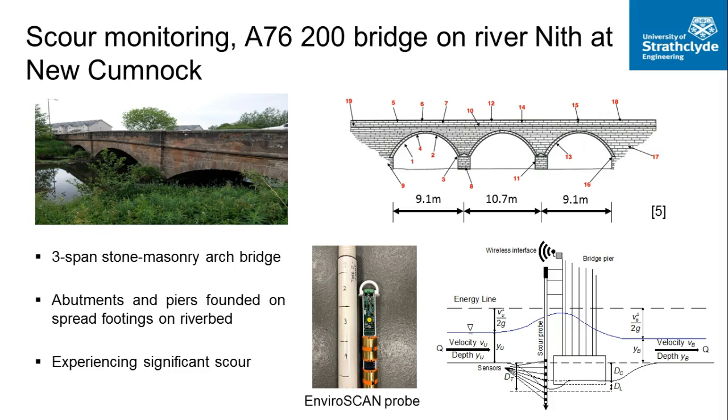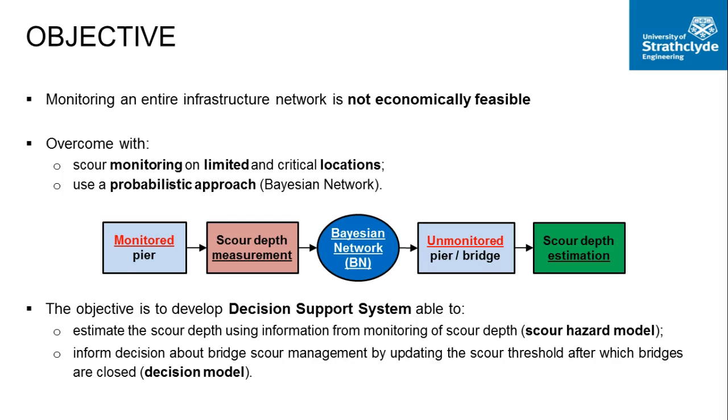So in principle, we have the technology to monitor the scour at every pier of a bridge network, but monitoring an entire infrastructure network is not economically feasible. It can be overcome by monitoring only limited and critical locations and by using a probabilistic approach. So the idea is to monitor only critical piers, and with the scour monitored at those piers, the probabilistic tool, in our case the Bayesian network, can estimate the scour depth at unmonitored bridges.